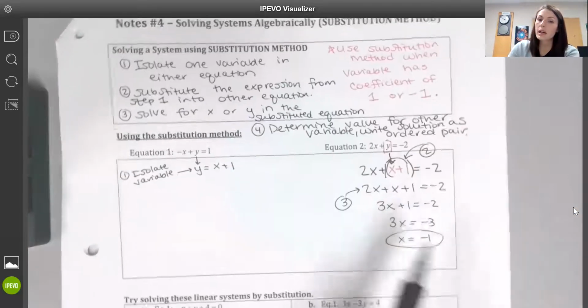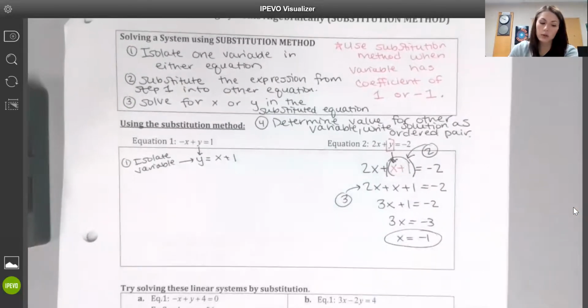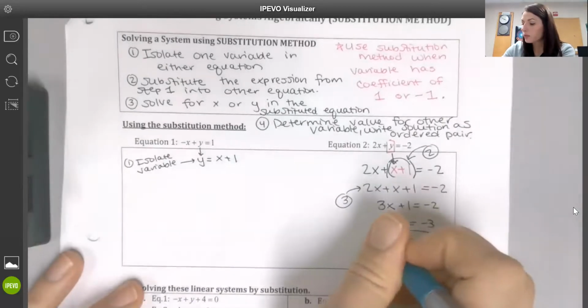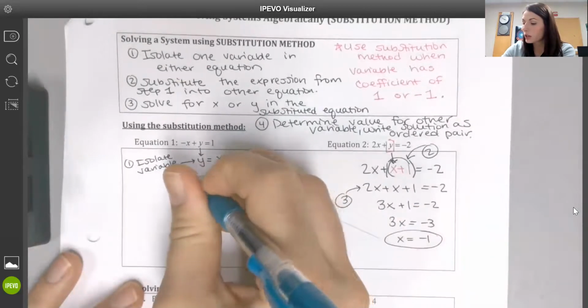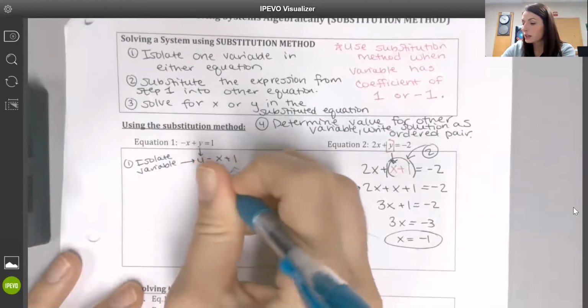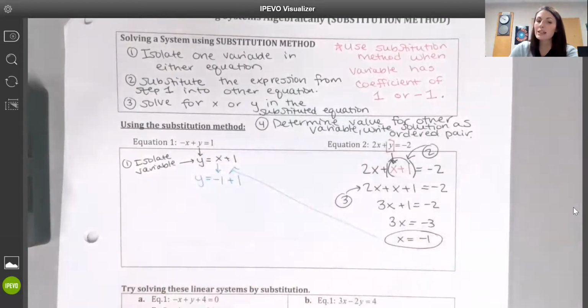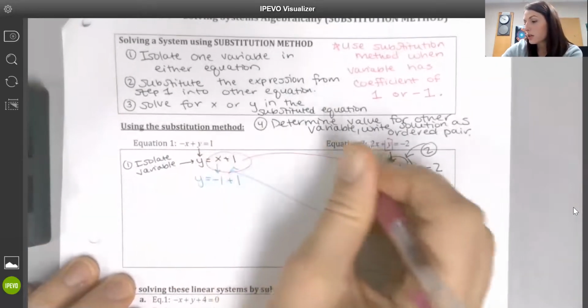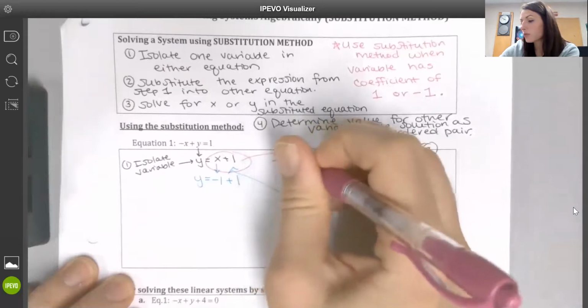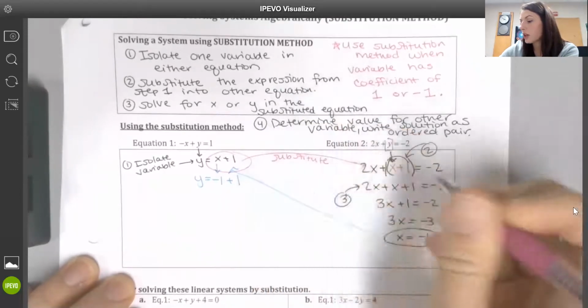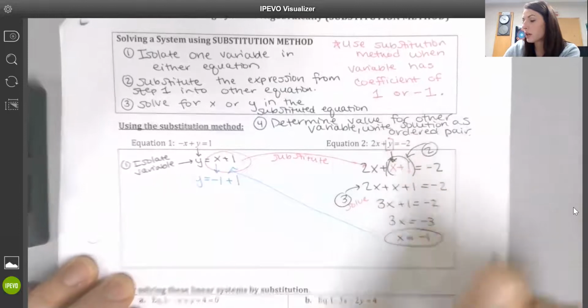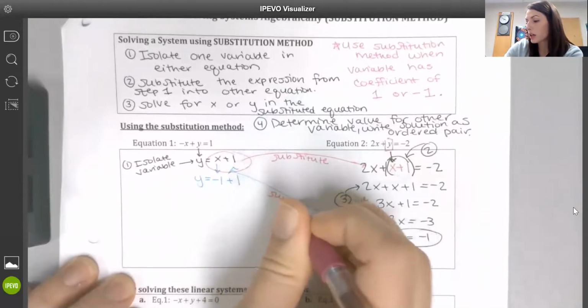Now that I know that x equals -1, guess what? I can take that and plug it in over here and say, well, x is -1, so I can substitute that in. So we're substituting again. We took this and we substitute here. Then we solve. Then we took this and we substitute it back in.